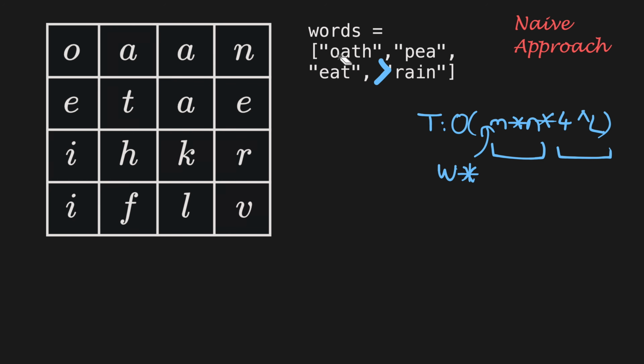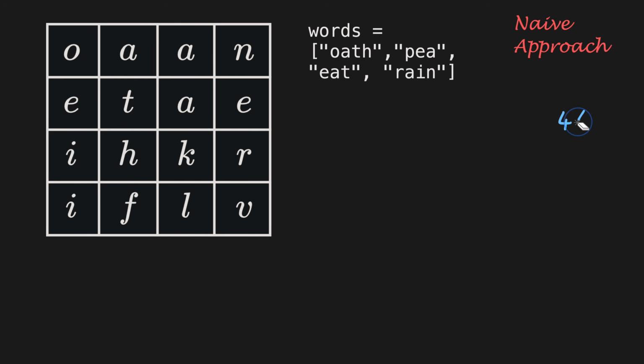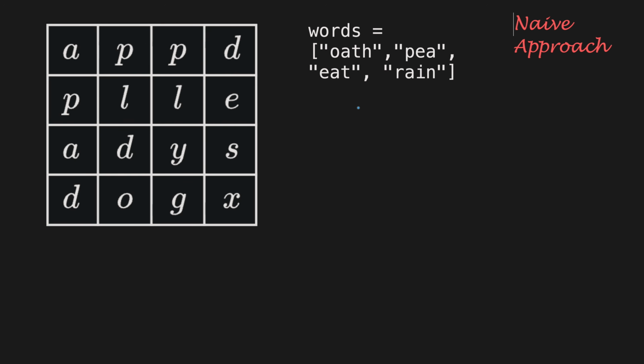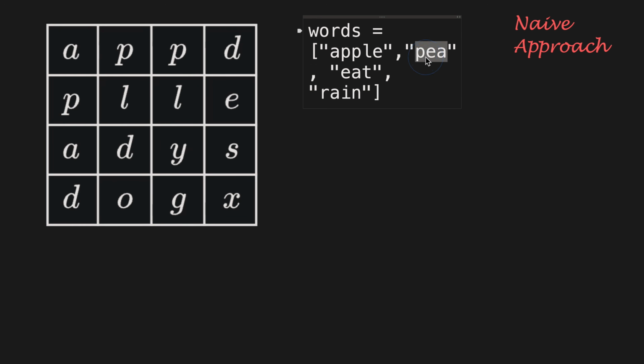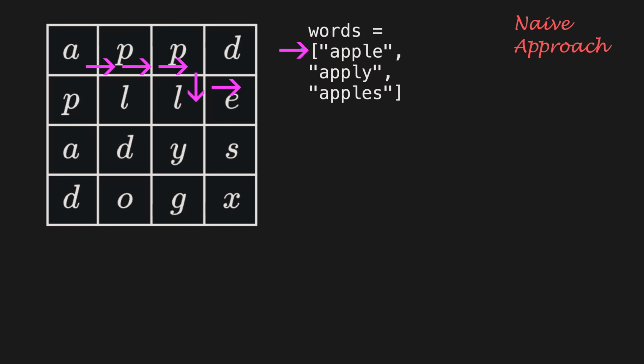The brute force approach has a major bottleneck: repeated work. Imagine our word list is apple, apply and apples. Our naive solution would first search for apple, traversing the board. Then it would start a completely new search for apply. Notice that the prefix appl is the same.